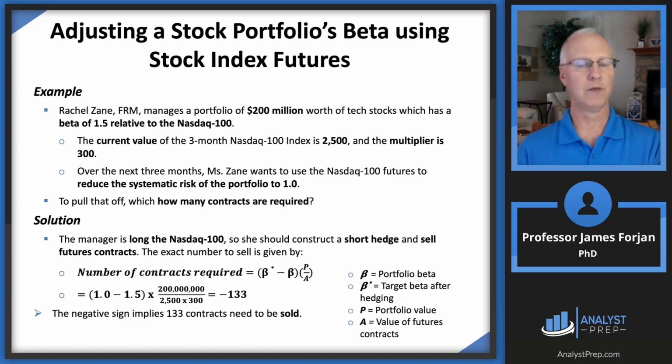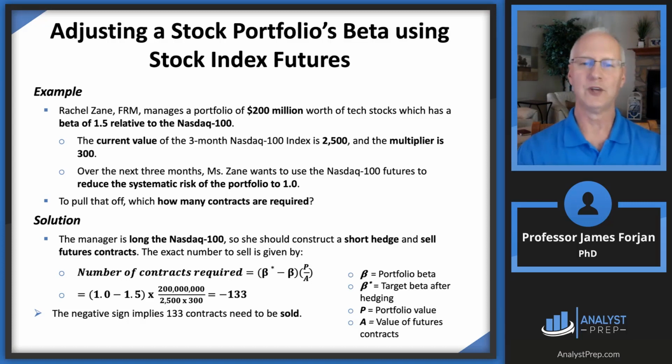All right, so here's the solution. Target beta is 1. Portfolio beta is 1.5, so we take the difference of those two. We multiply that by the $200 million worth of our portfolio, and then divide by the futures price of 2,500 times the multiplier of 300. That gets me 133 contracts, and there's a minus sign there indicating that we're going to short the contract.